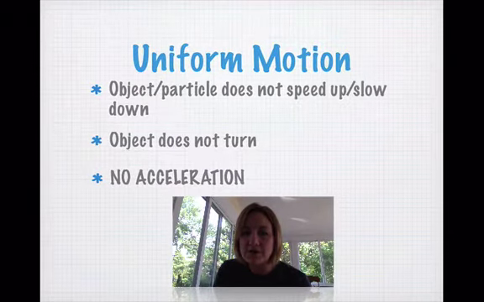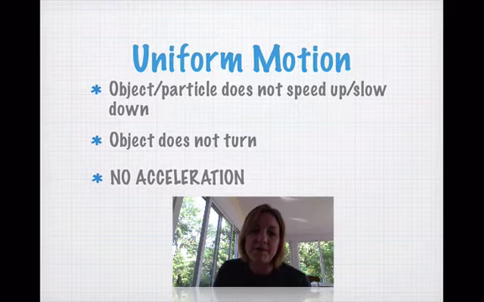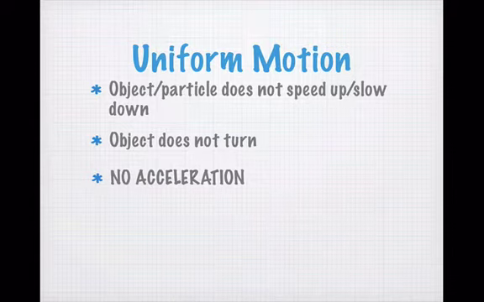So the car that we just saw was in a state of uniform motion, meaning that it didn't speed up or slow down once it got going. It did not turn, and therefore it did not undergo an acceleration. We'll talk more about acceleration later.